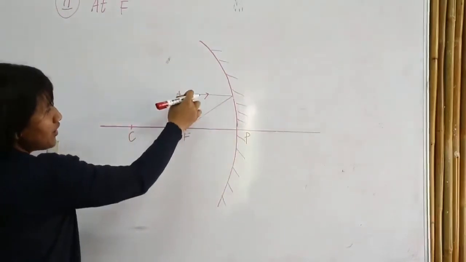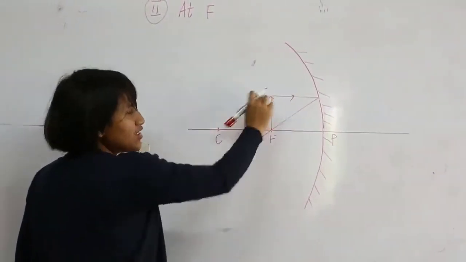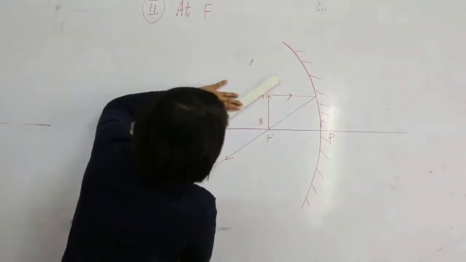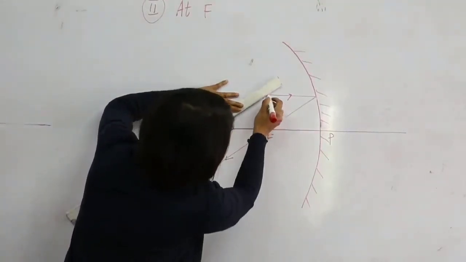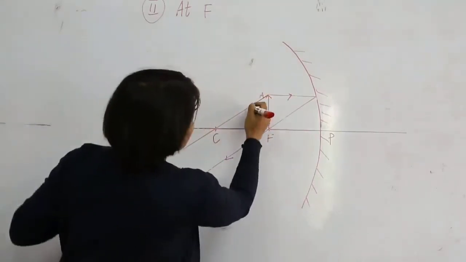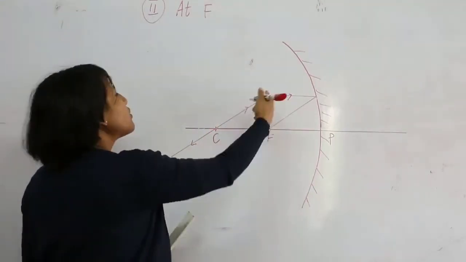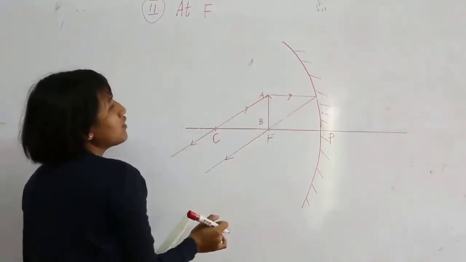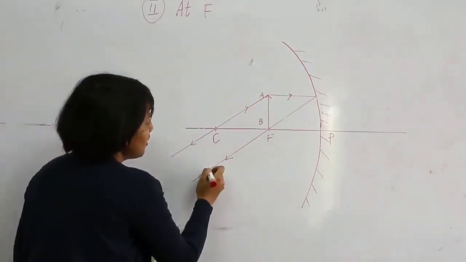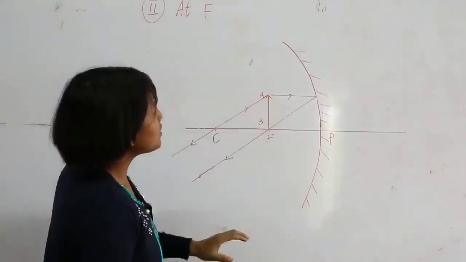Then we have to take another ray of light again from this point A, but it has to pass through the center of curvature. Okay. This is the incident ray, but you know that it will be reflected along this. So what do you observe? Okay, this is the object, right?